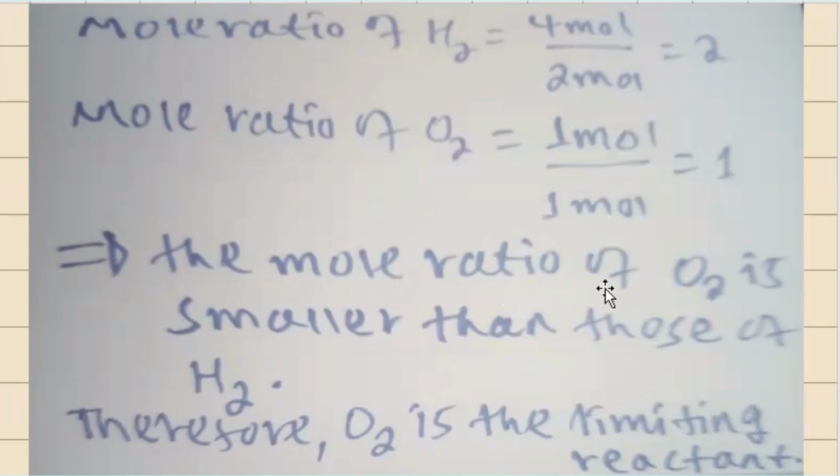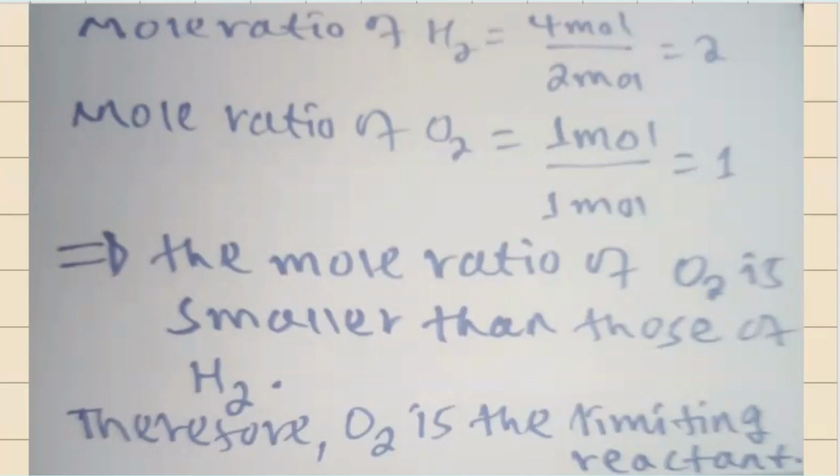The mole ratio of O2 is smaller than that of what? Hydrogen. Okay, the mole ratio of hydrogen is 2. The mole ratio of oxygen is 1. Therefore, the mole ratio of oxygen is smaller than that of hydrogen. Therefore, O2 is the limiting reactant because it has what? The smallest molar ratio. Oxygen has the smallest molar ratio. Therefore, oxygen is the limiting reactant.